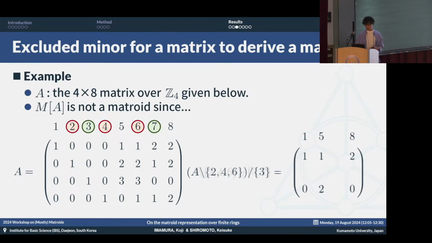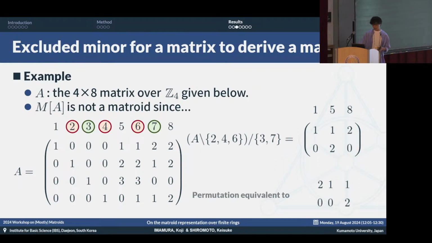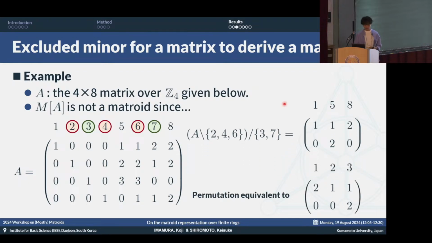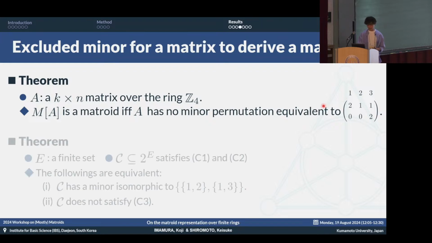So we can obtain this matrix, but this matrix is permutation equivalent to this one. So this one does not derive a matroid, as I explained before. So we can generalize this observation. So the matrix is the excluded minor for a matrix over Z4 to derive a matroid. I won't go into the details of the proofs, but I will introduce some key ideas.